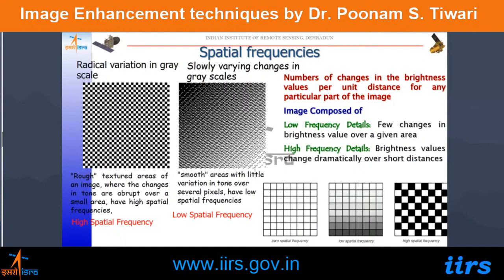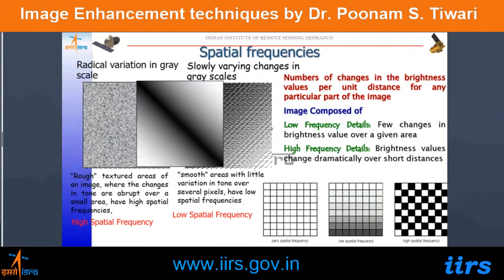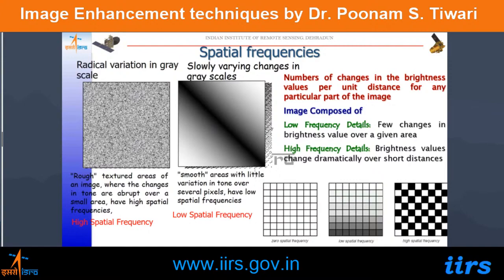So we will see this is a rough textured image, which has a high spatial frequency, and this is a smooth image which has low spatial frequency. Below I have shown 3 examples: one of 0 spatial frequency, which means all the pixel values are the same; low spatial frequency, in which the values are changing but gradually; and high spatial frequency, where the change in brightness value is abrupt.